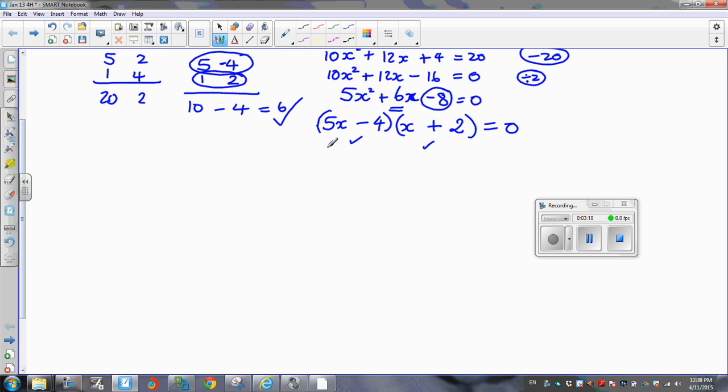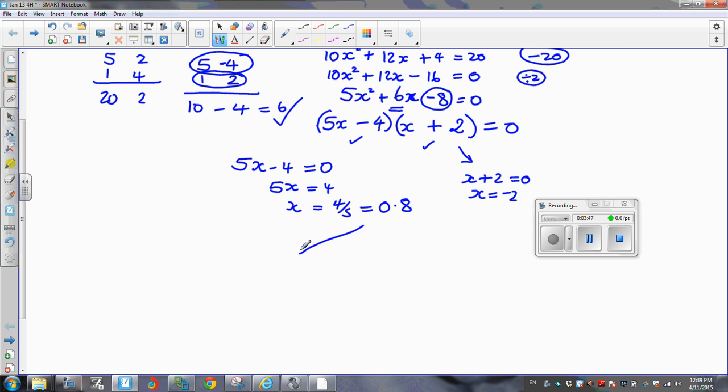If I now want to find what my x values are, then either that first bracket, 5x minus 4, has to be 0, which means that 5x would have to be 4. So dividing both sides by 5, x is going to be 4/5, which I'm going to change to a decimal and have as 0.8. So x is 0.8, or from this bracket, if x plus 2 is equal to 0, that means that x must be minus 2. Now for each of these, I have to find the equivalent y value.